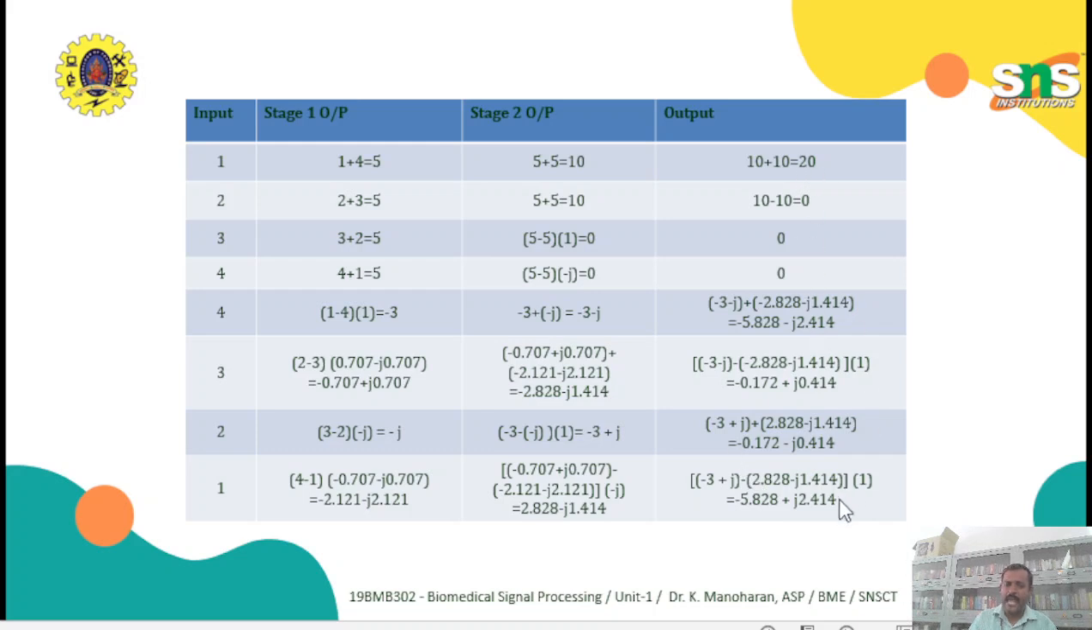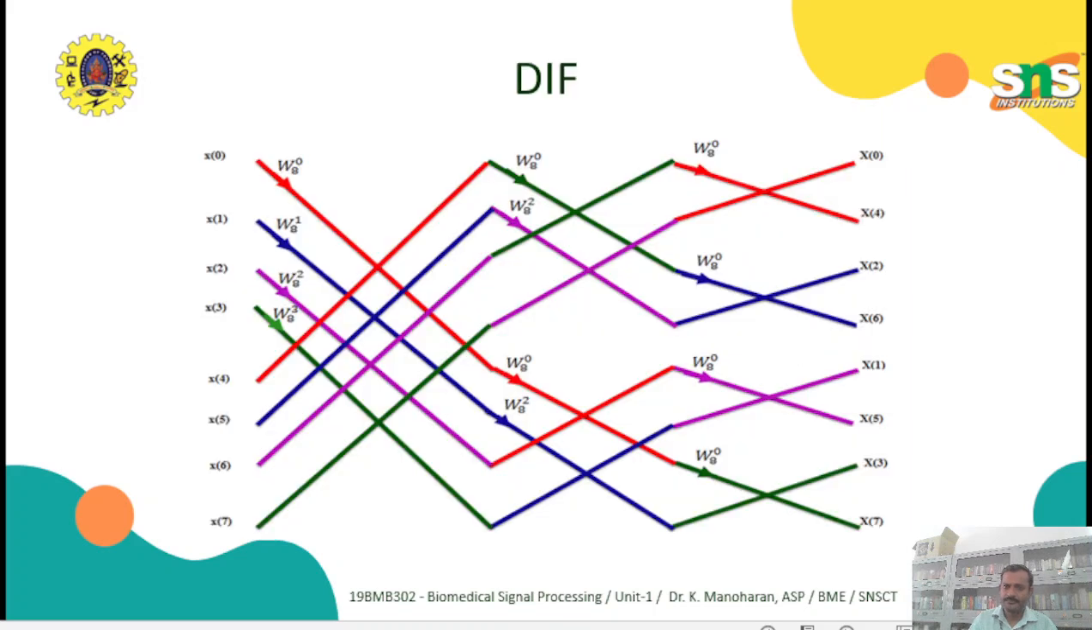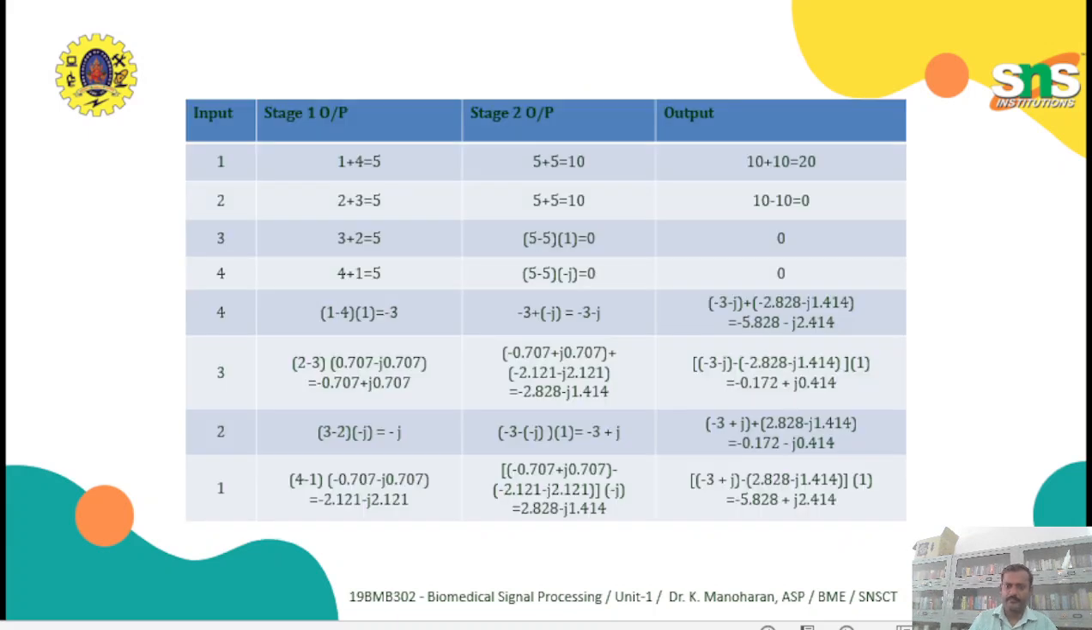So this is the actual output, but the output is not in the natural order. Now we need to convert it into the natural order. Look at this. So this is x of 0, this is x of 4. You don't write x of 0 followed by x of 4. First write x of 0 followed by x of 1. Then x of 2, x of 3, x of 4, x of 5, x of 6, like that. So we need to change it because the output is in bit reversal order. We need to write it in natural order.